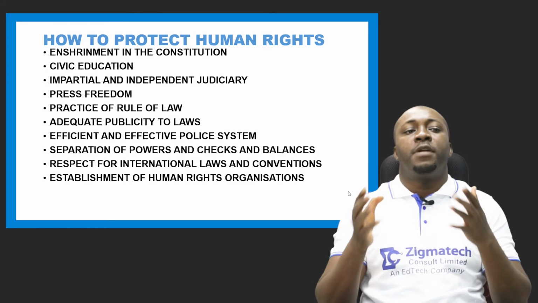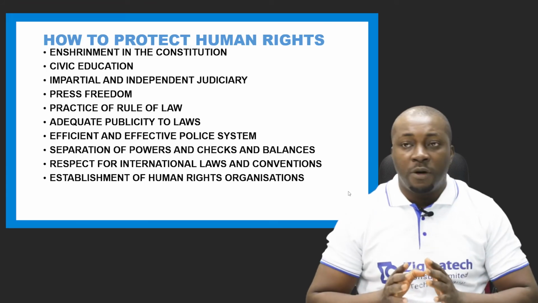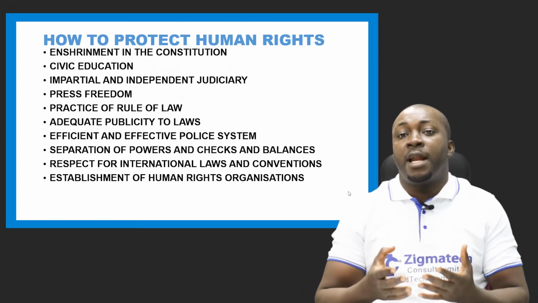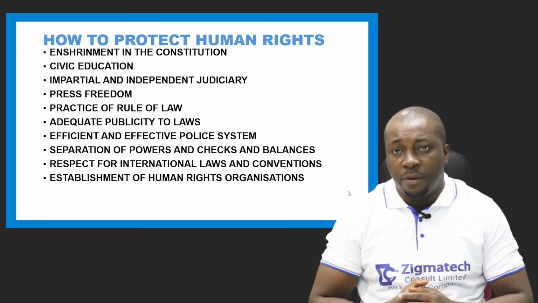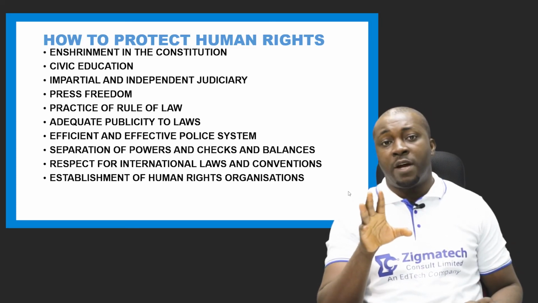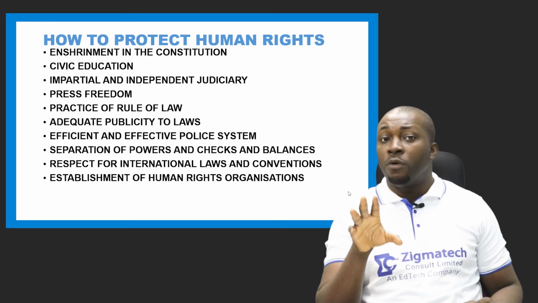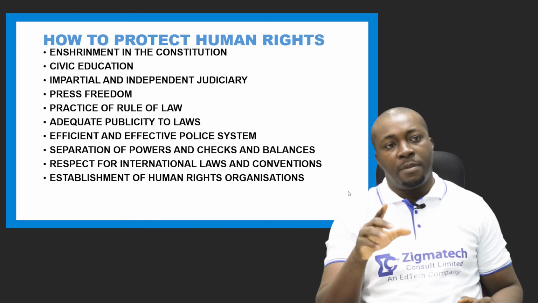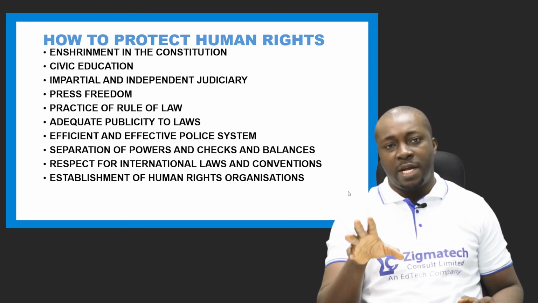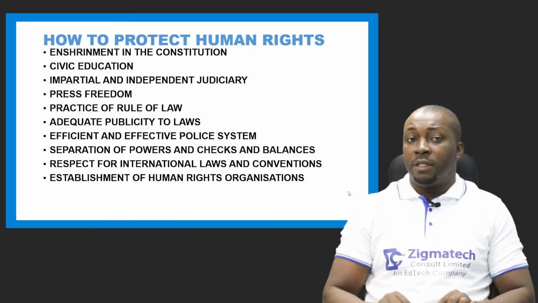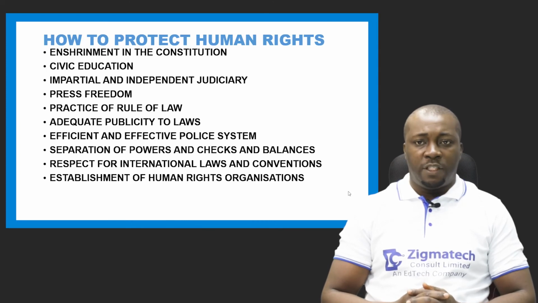There should be press freedom. There shouldn't be any form of censorship of the press, so that people can actually enjoy their right to freedom. Rule of law should be practiced. That's the supremacy of law over everybody, both the rulers and the ruled. Of course, these human rights are embedded in the law. Remember, we said that we have legal rights, so that if we have the rule of law, where the laws are treated as the supreme authority, human rights, of course, will be respected.